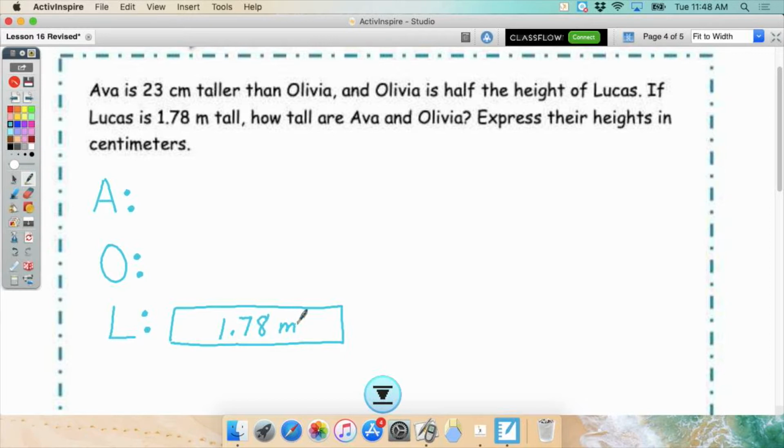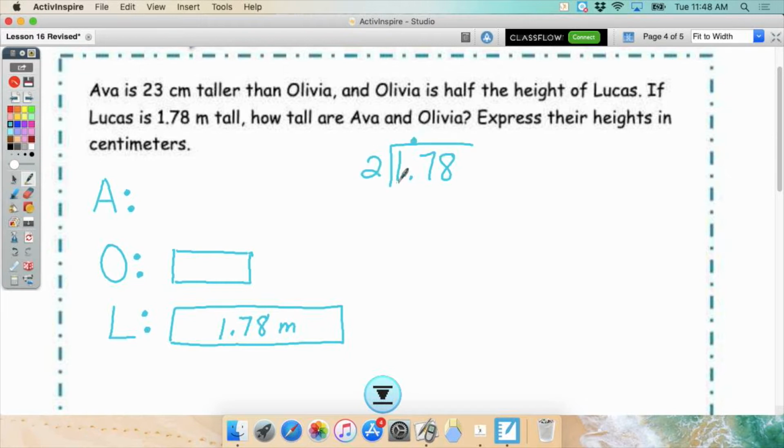And we know that Olivia is how tall? Half the height of Lucas. So I'm going to draw a tape diagram there, and I'm just going to put it about the same as half. Okay? So we need to figure out Olivia next. So how do I figure out half of that? You divide by 2. So 1.78 meters divided by 2.